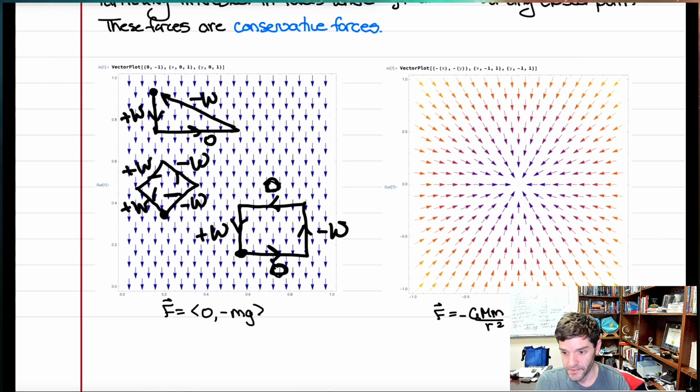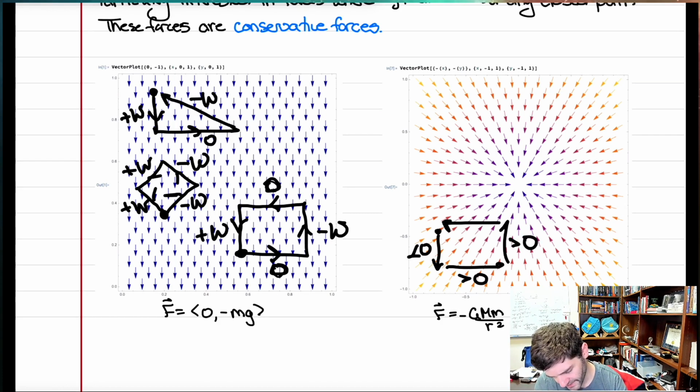And similarly for Newton's law of universal gravitation, you could imagine starting here and doing something like this. Again. And here it's a little harder to immediately imagine that this is all going to add up to 0, but you can see at least on the left you expect the work to be negative because you're more anti-parallel. Here you're more parallel. Here you're more parallel. Here you're more anti-parallel. And so it is at least conceivable that those all could possibly add up to 0.